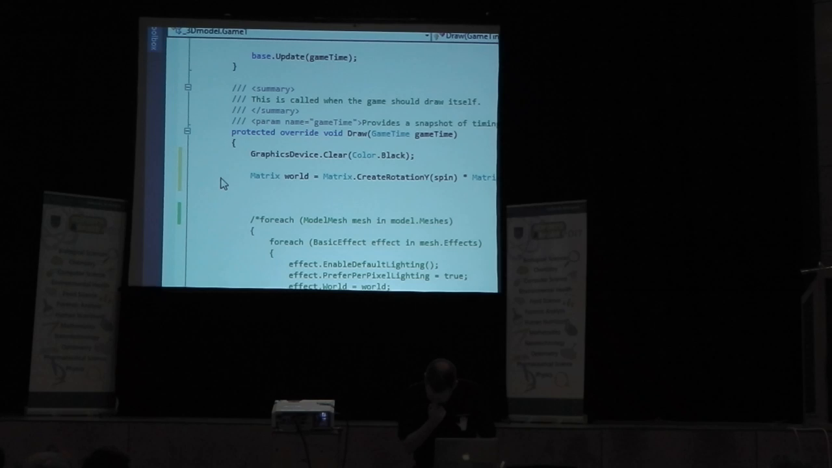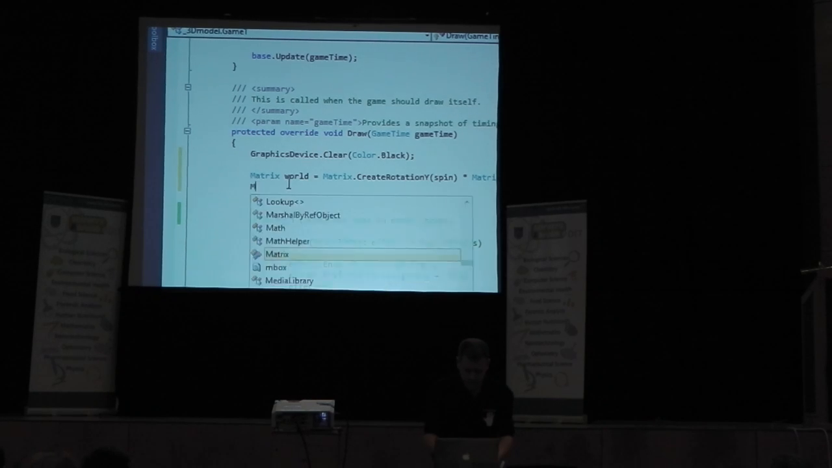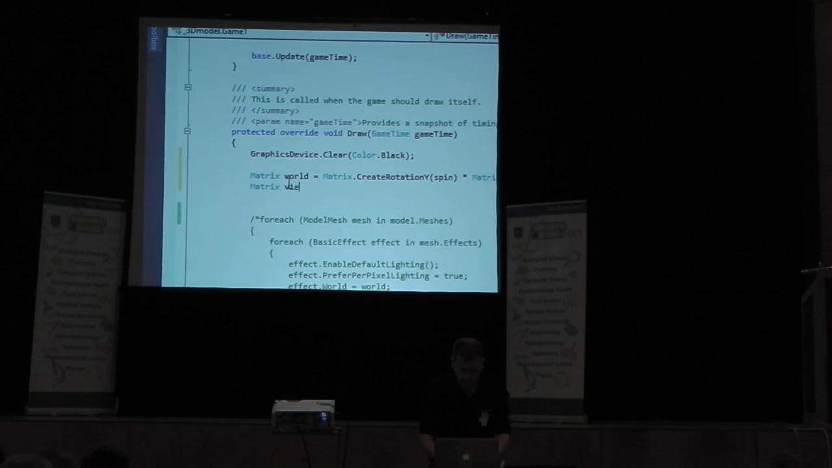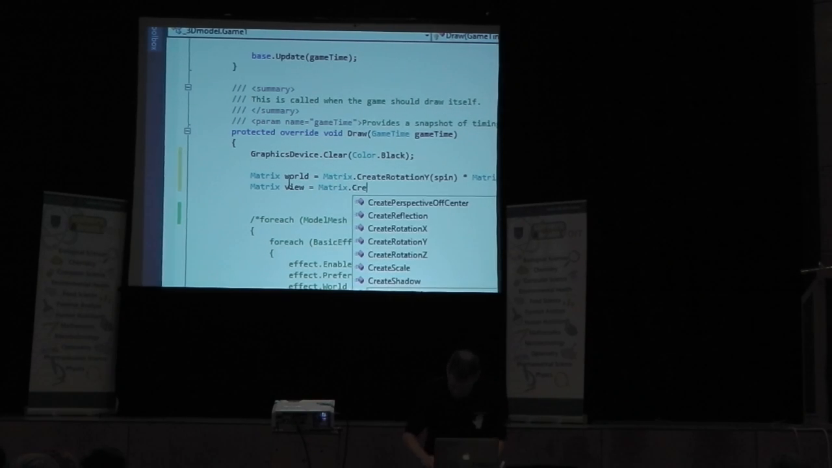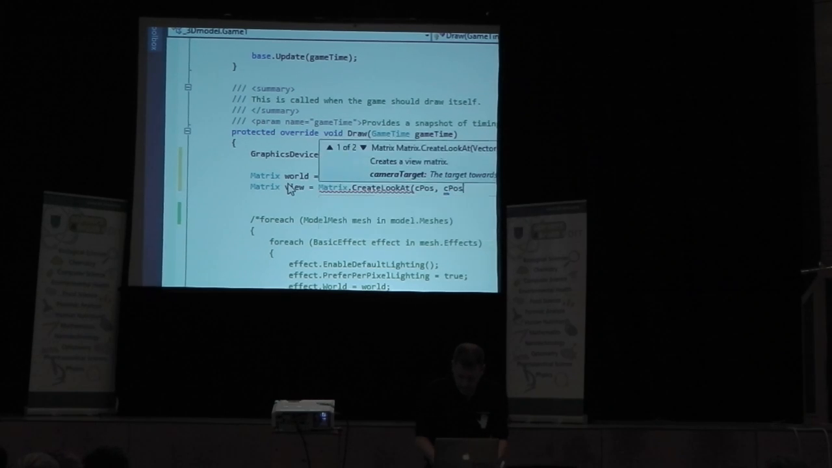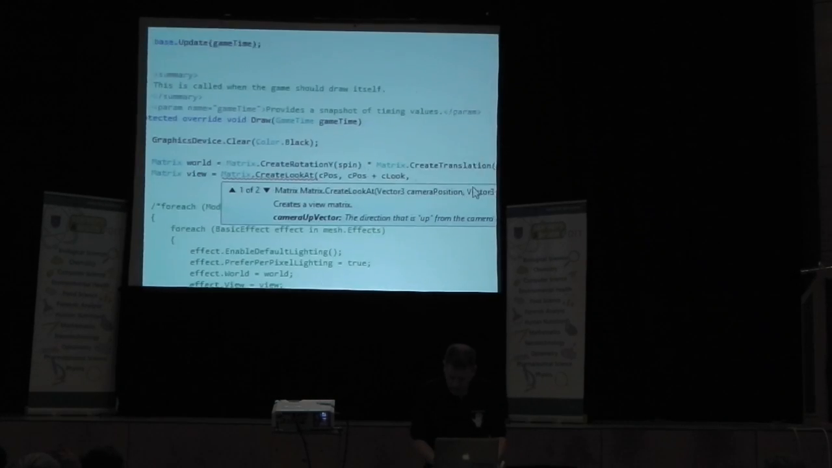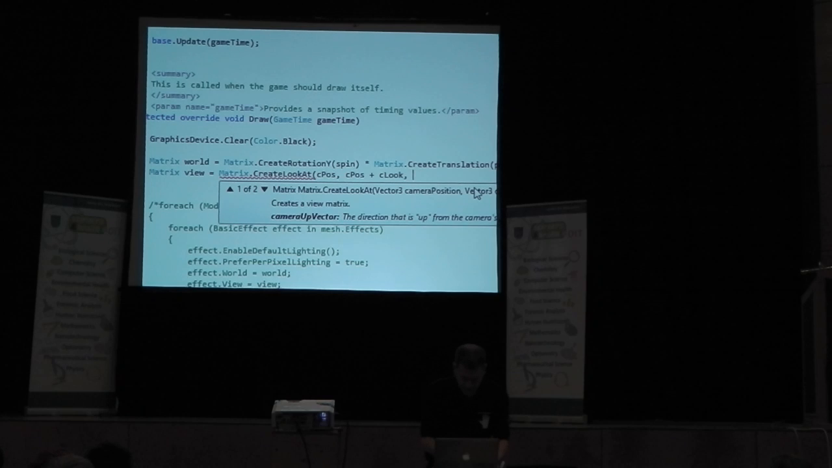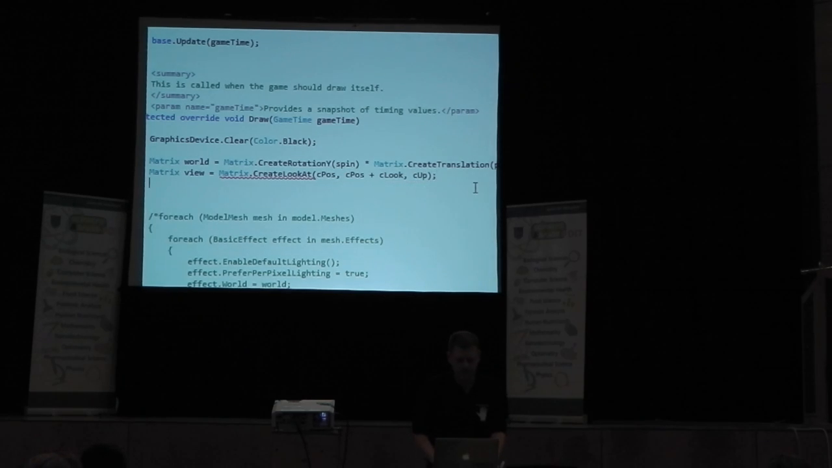The second matrix I have to make is the view transform. So that's going to be matrix dot create look at. The parameters that I pass into this are the position, the position plus the look vector, and then the third parameter is the look vector. So that's the second matrix.